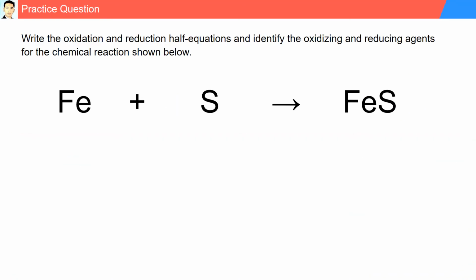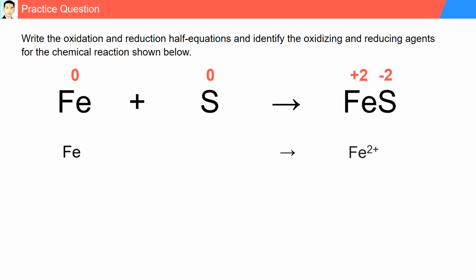Practice question. Write the oxidation and reduction half equations and identify the oxidizing and reducing agents for the chemical reaction shown below. In this example, iron is reacting with sulfur to produce iron sulfide. The oxidation number for iron in the free state is 0, while sulfur is also 0 in the free state. However, in the compound, iron is +2 and sulfur is -2.